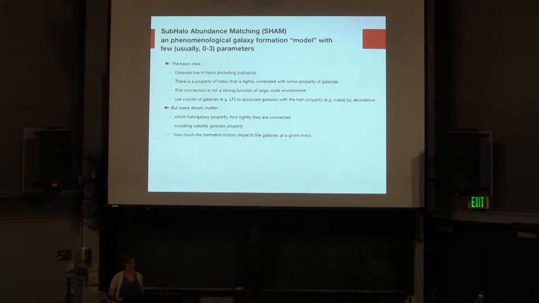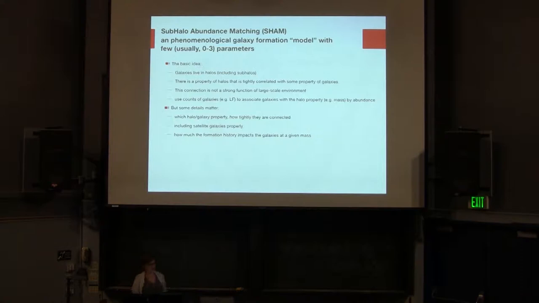So the basic idea is just the simplest idea that there is, that galaxies live in halos, and there's some property of those galaxies that's related to properties of halos. You also need to assume that that's not a strong function of the large-scale environment well outside the virial radius of the objects. And then you basically use the counts of something you can measure, for example the luminosity function, to connect to some property of the halo that you can measure. Okay? And the key thing that I want to emphasize today is that although this basic picture is quite simple, some of these details matter, and we actually can now probe them with observations.